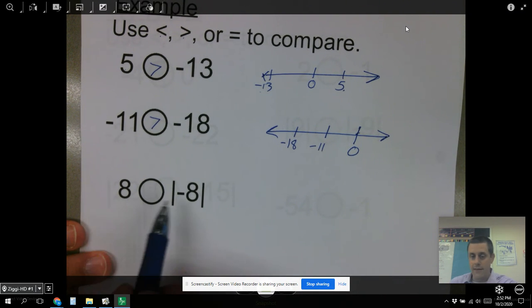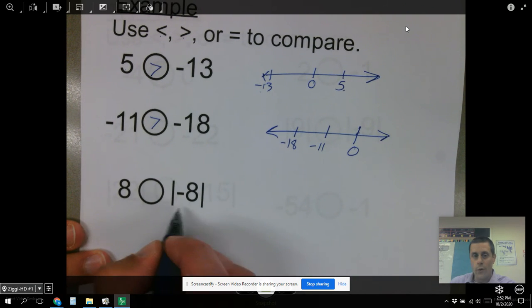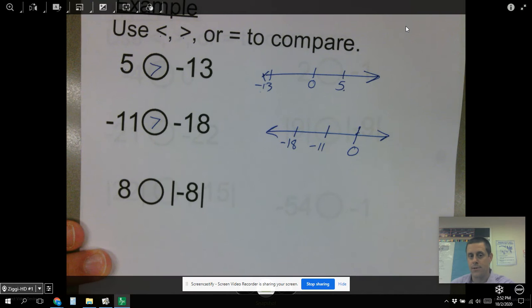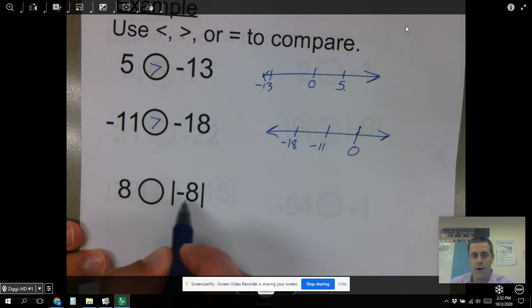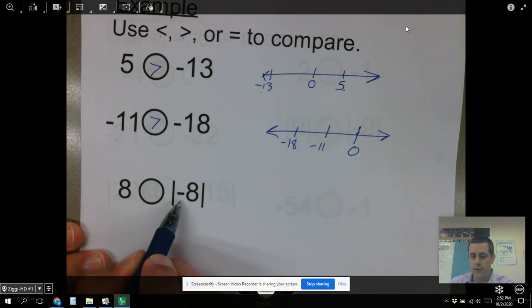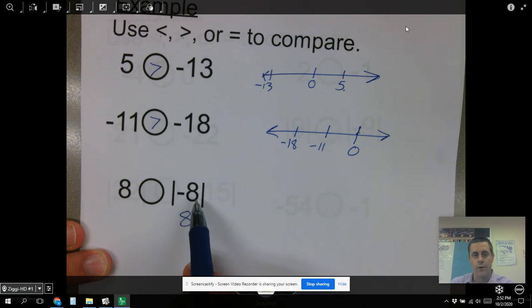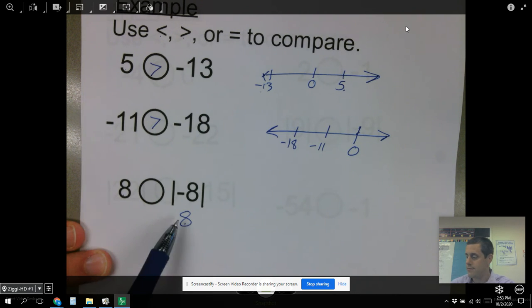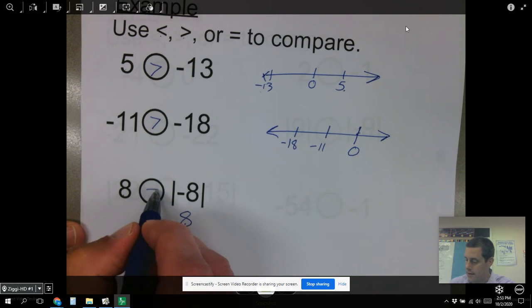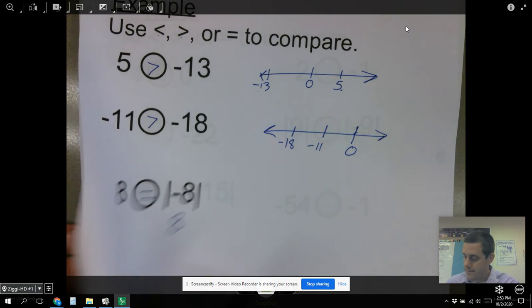Next, 8 and the absolute value of negative 8. In this scenario, we actually need to calculate the absolute value of negative 8. Remember, absolute value means the distance of an integer from 0. So how far away from 0 is negative 8? Well, it is 8 units away because the absolute value of negative 8 is 8. So how does positive 8 compare to positive 8? They are equal. So 8 is equal to the absolute value of negative 8.